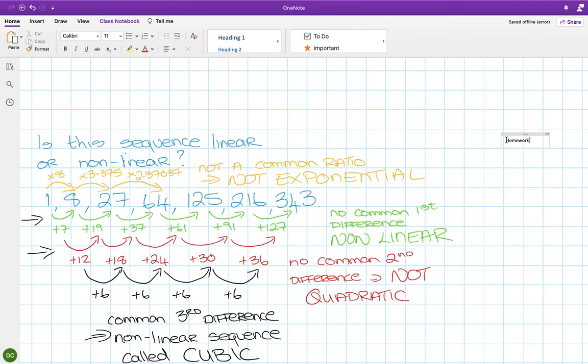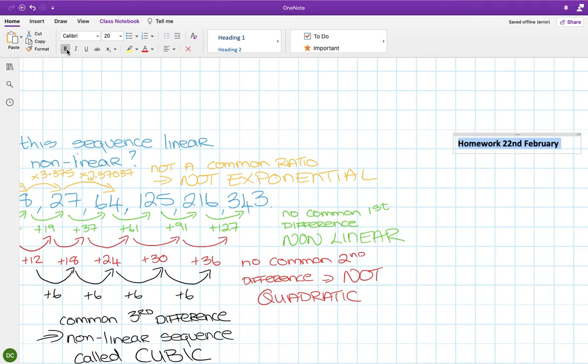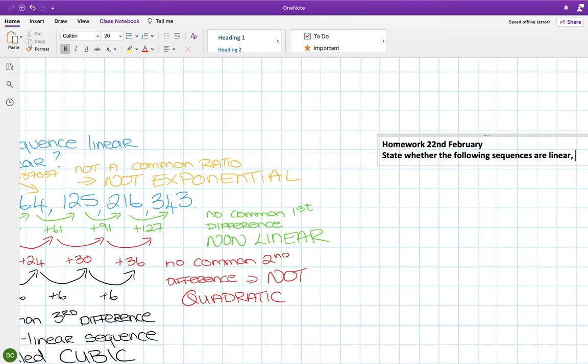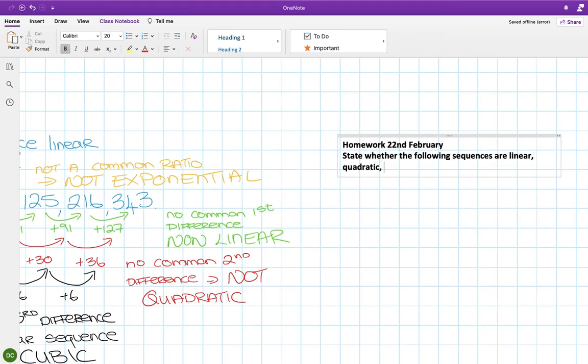Okay, so homework for the 22nd of February. State whether the following sequences are linear, quadratic, cubic, or exponential.